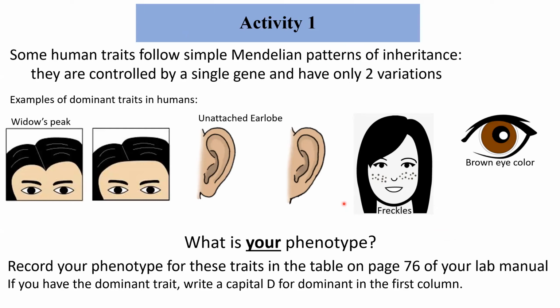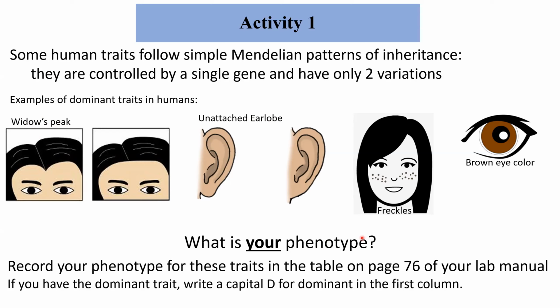But in activity 1, we would have done this as a class, and you would look at various dominant and recessive traits in the classroom population and see what kind of phenotype or genotype is in the classroom. So we would look at widow's peak, unattached earlobes, freckles, and brown eye color.